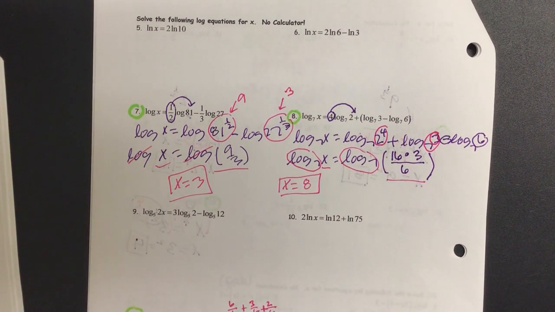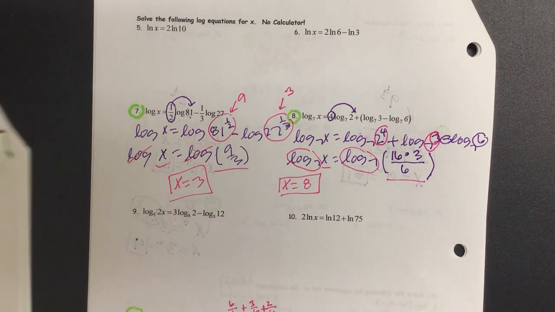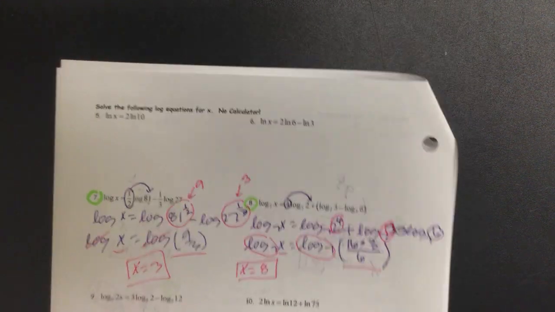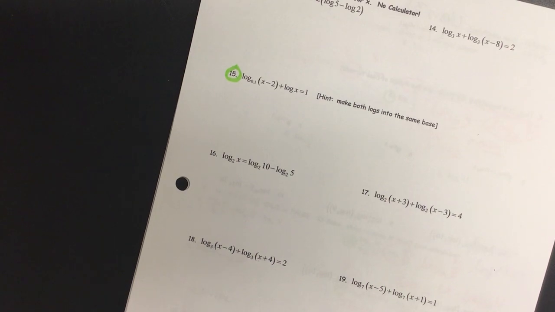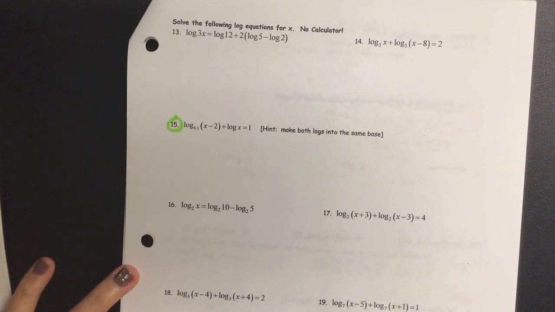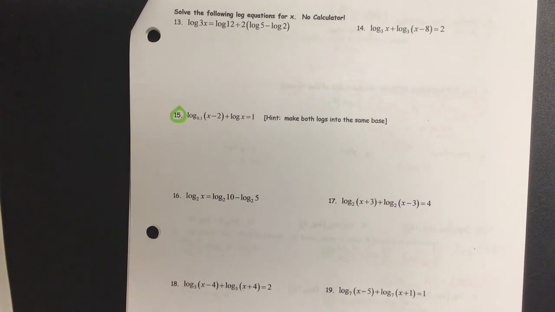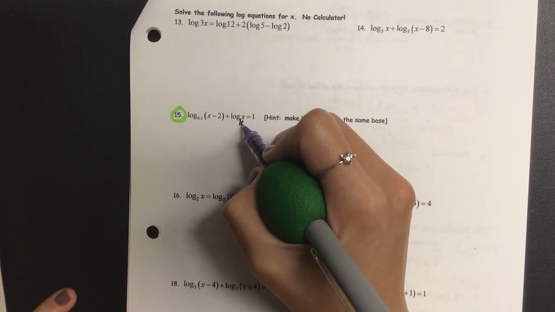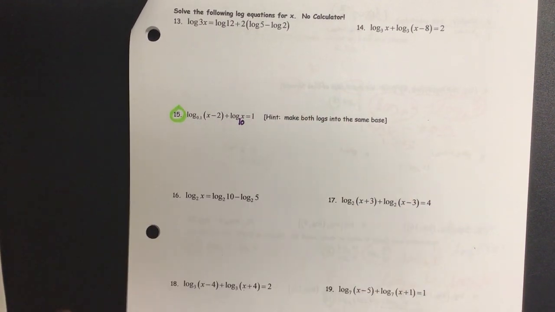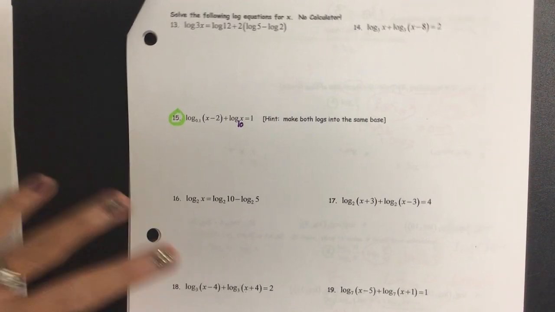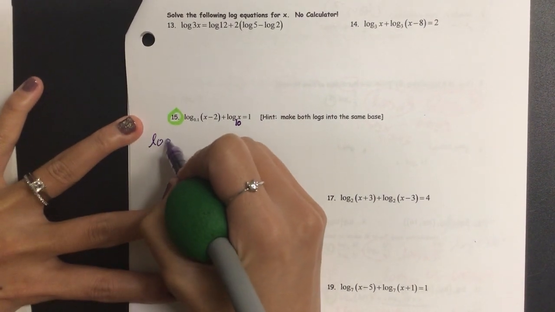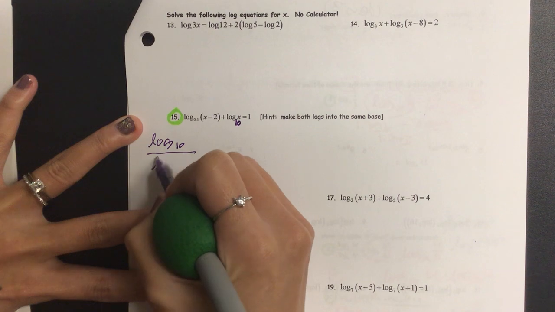Okay, now let's do 15. And try to write small. All right, so the hint says make both logs into the same base. What is the understood base when it's not given to us for logs? 10. 10, so let's write 10 right here. This one, they gave us a base, so I need to use change of base. And I want to make it a common log base of 10, so write that on both.